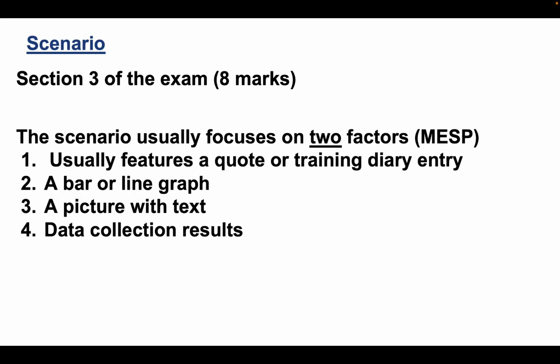In previous years, the scenario has featured a quote. It could be feedback from a coach to a performer. It could be a training diary entry. It could be a bar or a line graph. It could be a picture with text, or it could be data collection results. And we know this year the SQA has told us that it's going to be a line graph, and it's going to focus on physical and emotional.